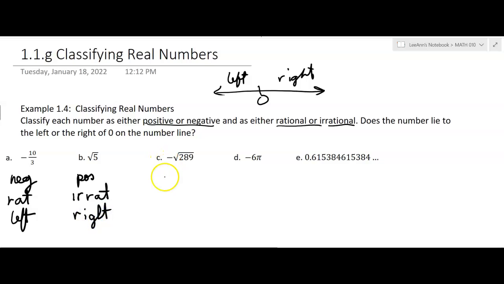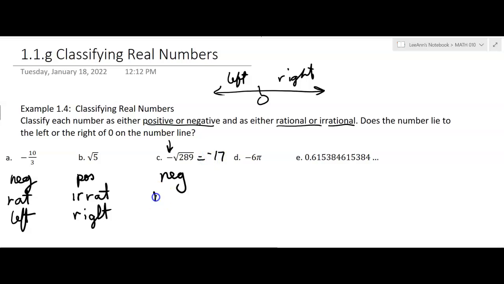All right, C, it's negative because it's got that negative in front. Okay. Notice the negative is in front of the radical. That's important. Is it irrational? Well, probably the easiest way to do this is on your calculator, go to the square root of 289. But I'm pretty sure that that's 17.